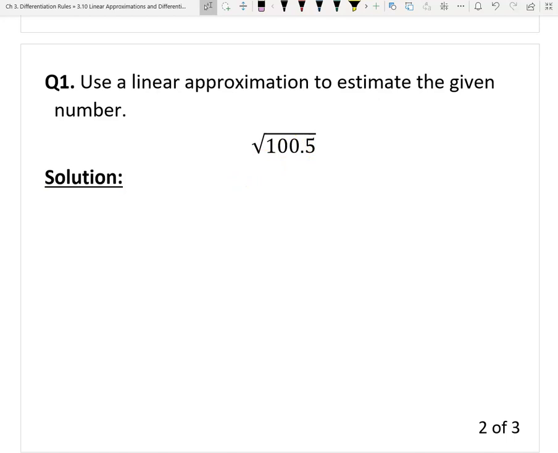Let me show something. So what is the function? Of course, it is the square root function, right? Let me define the function first, and then I will use the linear approximation to get the answer. So first, let me set up f(x) as this square root function. Of course, I will change it a little bit. I will use the square root of 100 plus x. Then if x is 0.5, it's the same.